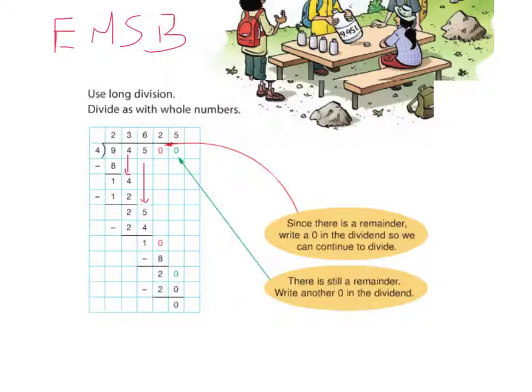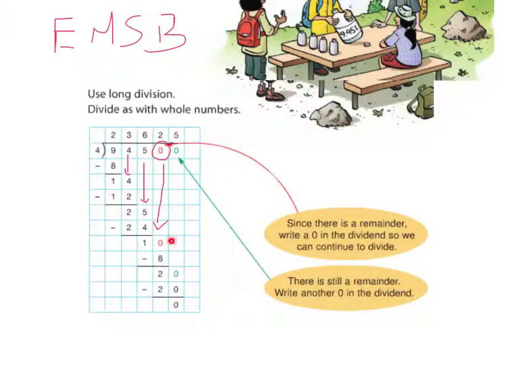How many times can 25 be divided by 4? Well, 6. So I'm going to put my 6 up there. 4 times 6 is 24. Subtract. 25 minus 24 is only 1. I need to again bring down. Oh, there's nothing to bring down. So this is when I draw in my 0 and I bring it down. So now I'm left with 10. Okay, so I've had to add that 0.